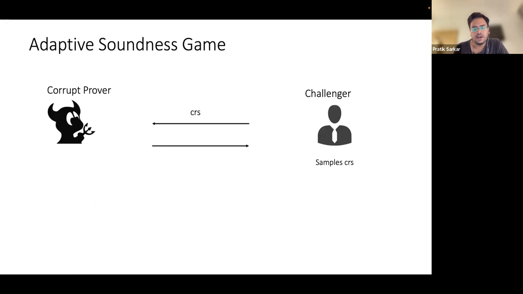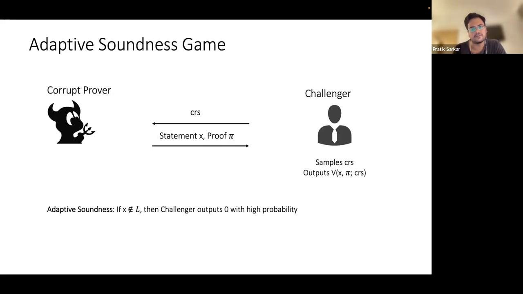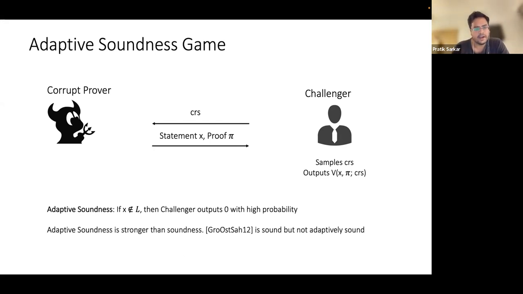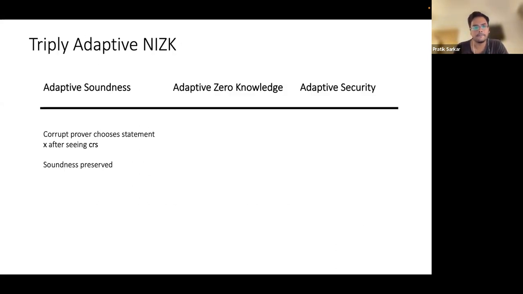So adaptive soundness: there's a challenger who samples the CRS and provides it to the prover, and the corrupt prover now sends an NP statement and the proof to the challenger. And adaptive soundness says that if X is not in the language, then the challenger should output 0 with high probability, where the challenger runs the verifier algorithm on the NP statement chosen by the prover and the proof. And note that adaptive soundness is stronger than regular soundness. In fact, the Groth-Ostrovsky-Sahai, or GOS, paper is sound, but not adaptively sound.